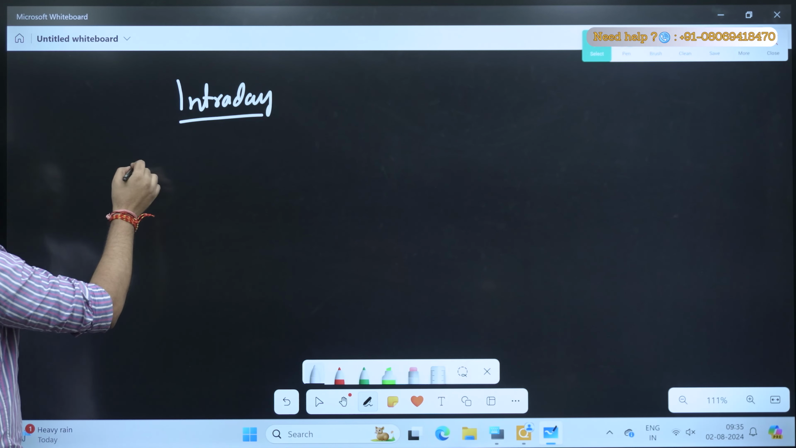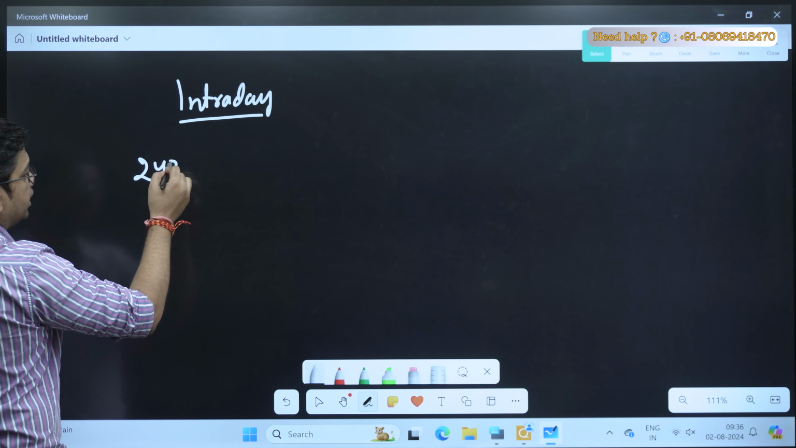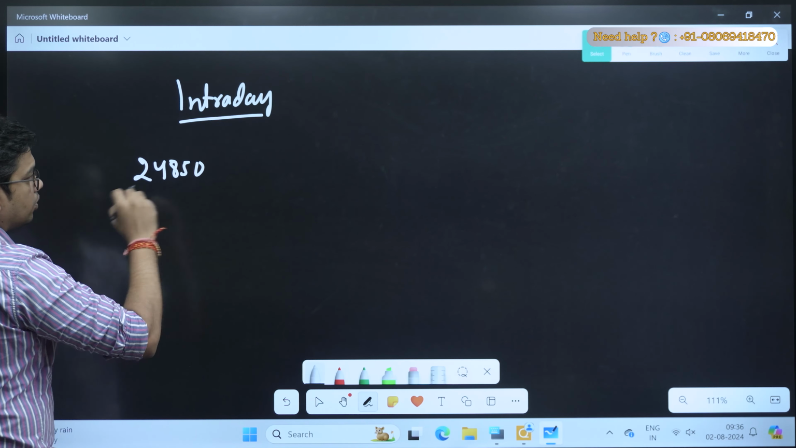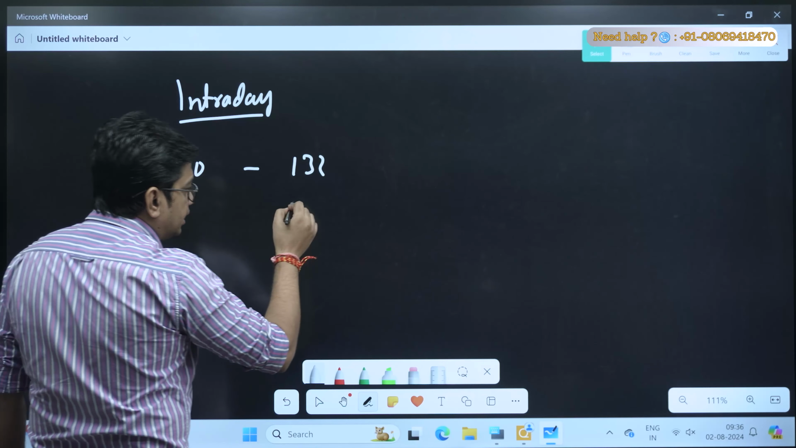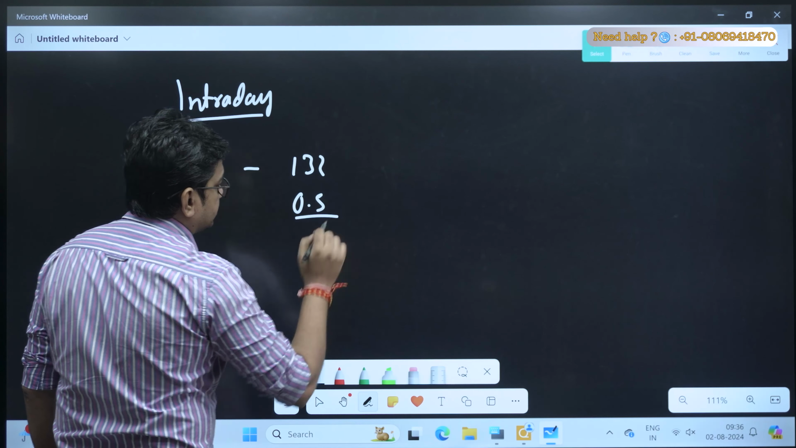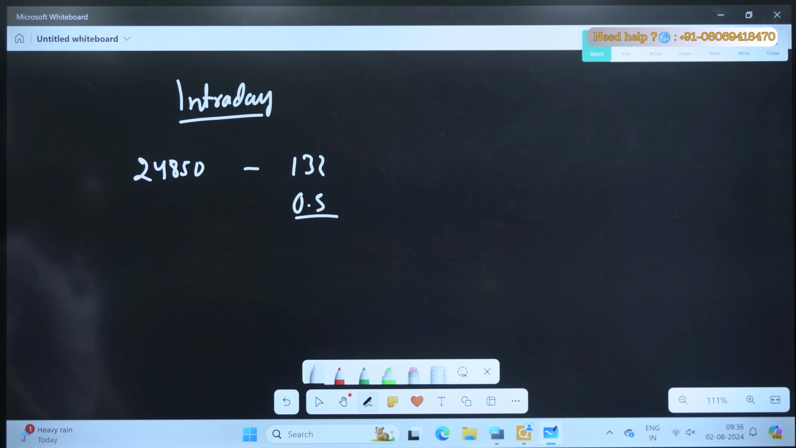Okay, let's just say you have bought at the 24,850 strike. The price is 132. Delta is 0.5. Let us consider delta is 0.5. Now I am into perception.